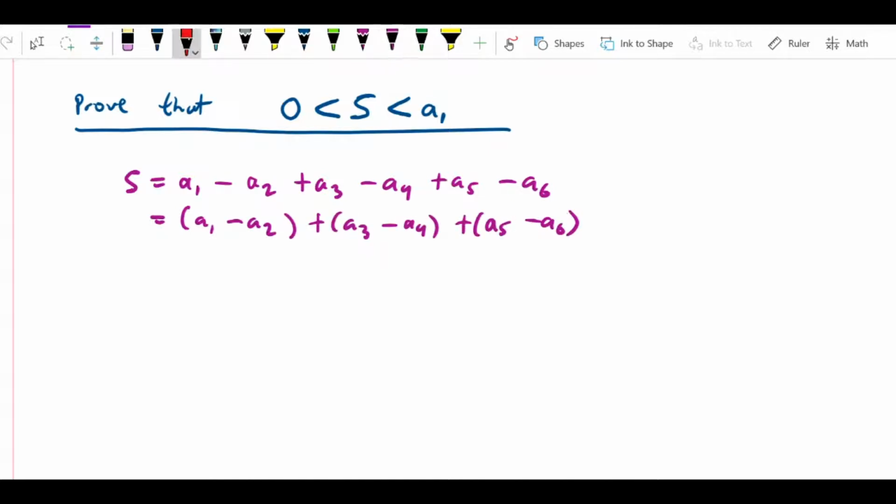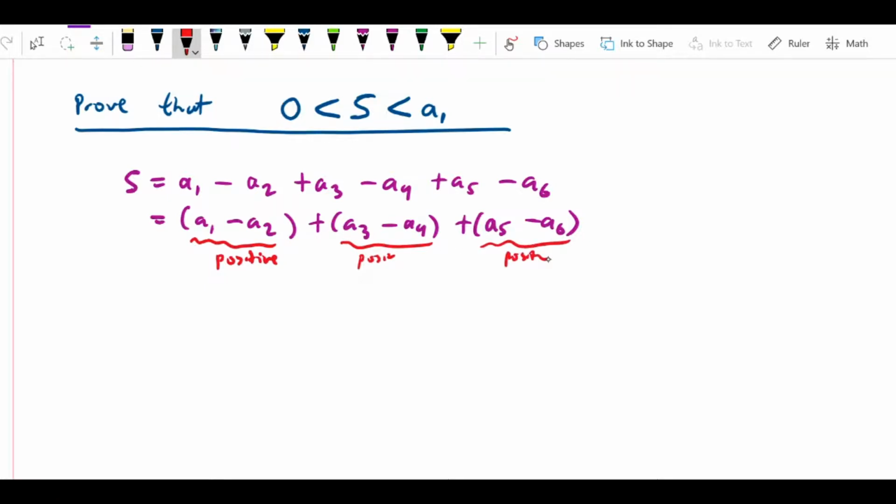And the thing to notice here is that each of these terms in parentheses is positive. Now why? That's because the sequence is decreasing. So a2 is less than a1, which means that a1 minus a2 is going to be a positive number. If I take a smaller number and subtract it from a larger number, I get a positive number. And of course, we're requiring that all these terms be positive, so we don't have to worry about the mirror image of that situation where some of these terms might be negative. Although we're putting a minus sign in front of a2, a2 itself is still a positive number. So that's positive, and that's positive, and that's positive.